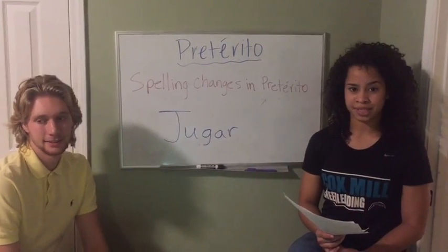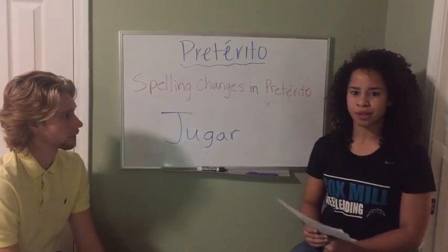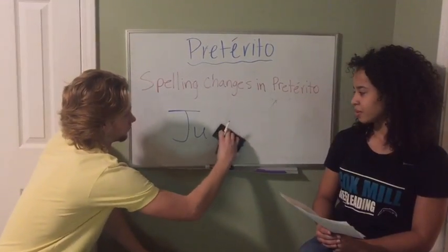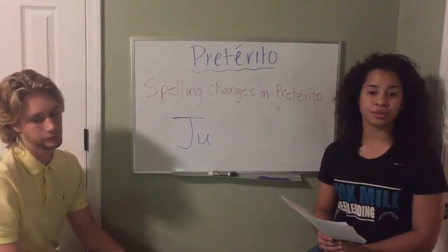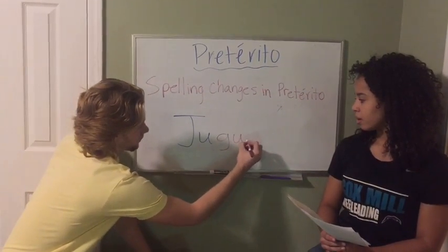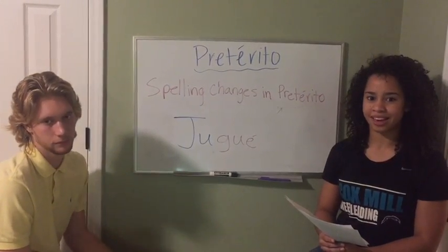Another example of this type of spelling change occurring is in the verb jugar, which means to play. First, you drop the GAR. Once removed, you add GUÉ. This is now jugué, which means I played.